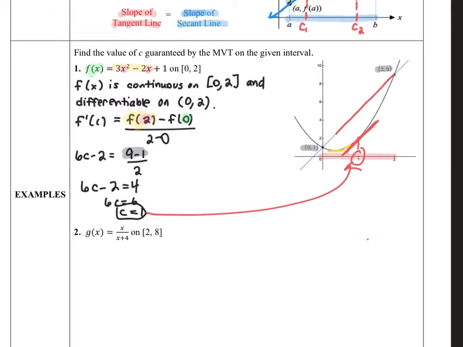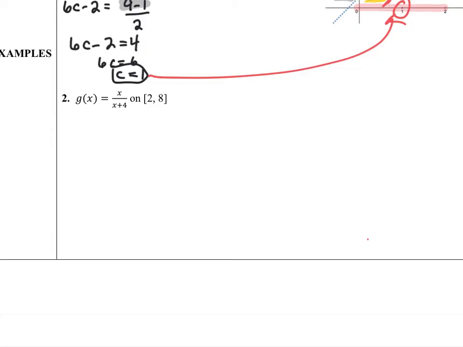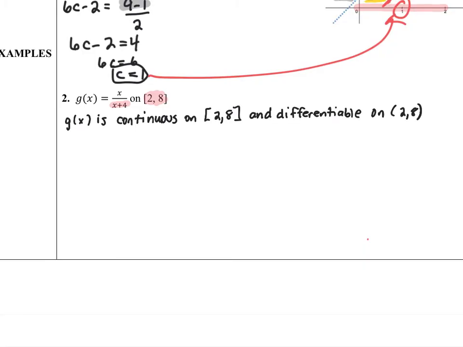And here's another example for us to try. I'm going to start the same way by making sure that I'm allowed to use the MVT by stating that g is both continuous and differentiable. And when you have a rational function like this, the function is not continuous at x equals negative 4. However, if you look at our interval, it doesn't include negative 4, so we're actually okay as far as continuity and differentiability.